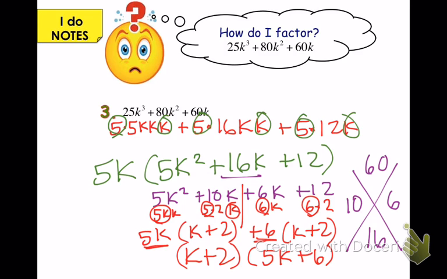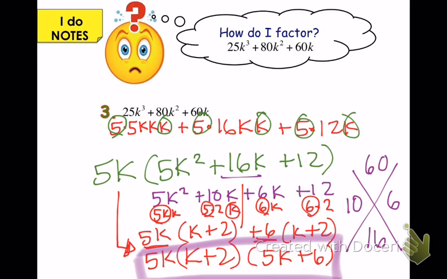And one thing we don't want to forget about is our GCF. So make sure you always bring that down. So I get my final answer, which is 5k times the quantity k plus 2 times the quantity 5k plus 6. So again, this is probably the hardest type of problem you will do, where you have to do a GCF at the beginning with a letter, not just a number, then do the x factor, but then you're going to have to use grouping. So this is probably the most difficult type of problem you will get.